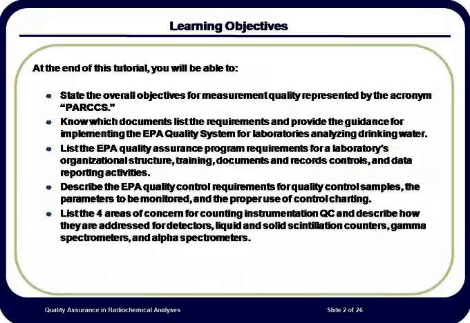List the EPA Quality Assurance Program requirements for a laboratory's organizational structure, training, documents and records, controls, and data reporting activities. Describe the EPA Quality Control requirements for quality control samples, the parameters to be monitored, and the proper use of control charting. List the 4 areas of concern for counting instrumentation QC and describe how they are addressed for detectors, liquid and solid scintillation counters, gamma spectrometers, and alpha spectrometers.